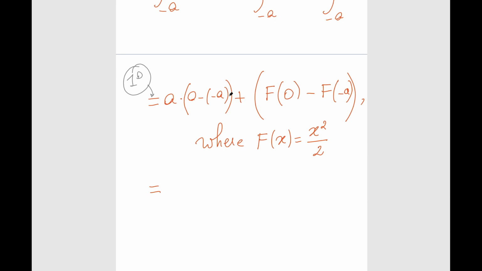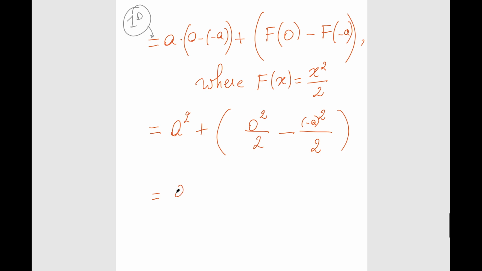All this is a squared, because this guy inside is a. A times a is a squared, plus, let's see what this quantity is. f of 0, well, f of 0 is 0 squared over 2, minus f of negative a. Replace x by negative a. You get the square of negative a divided by 2. Correct? The square of this is a square here.